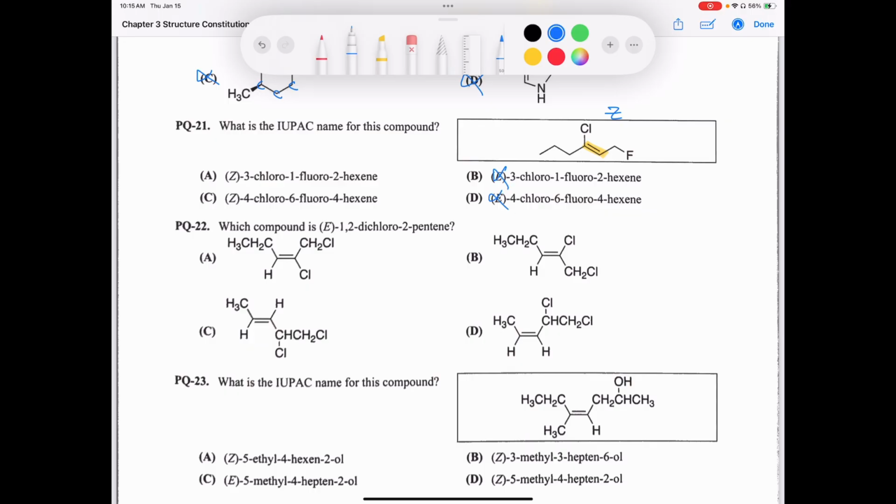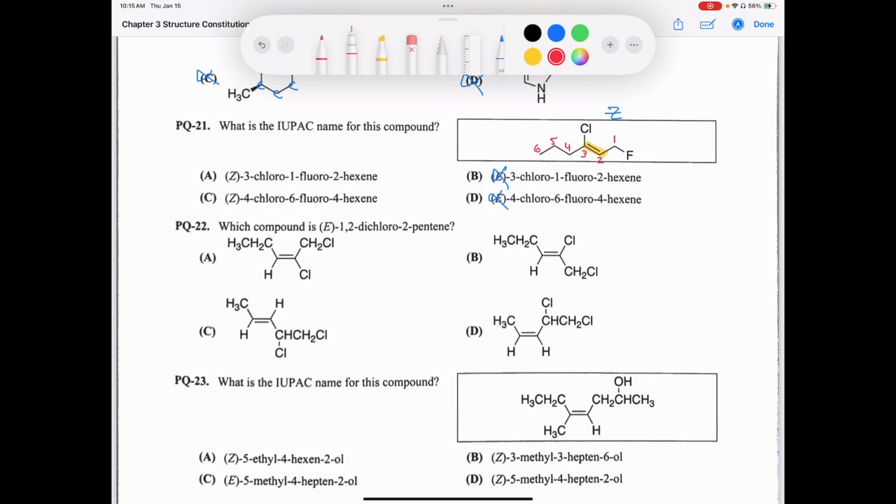All right. Now we need to try to figure out the rest of the naming. So we're going to start here. We want to give that double bond the lowest possible numbering we can. So 1, 2, 3, 4, 5, 6. We have a chloro and a fluoro. The chloro should come first.